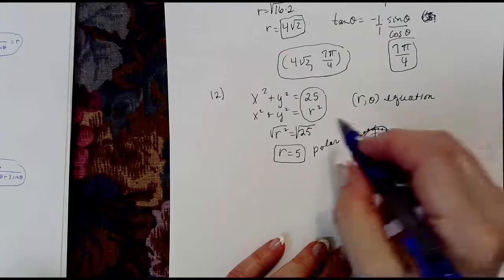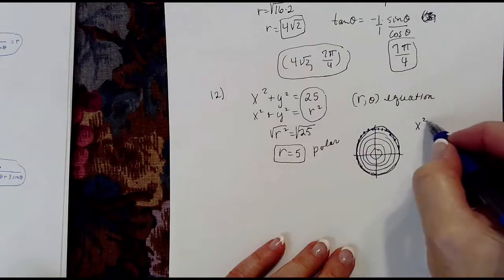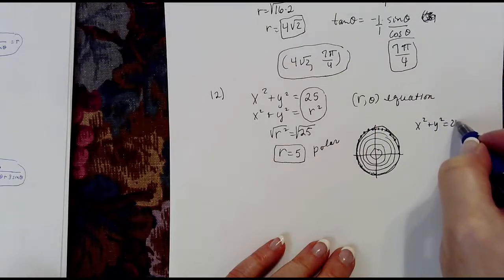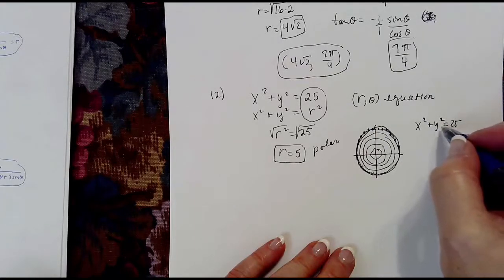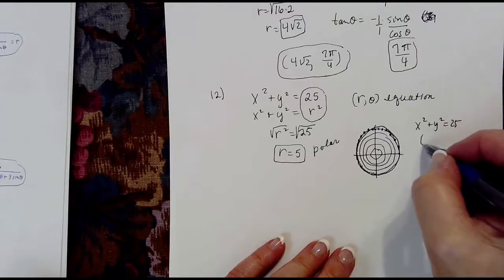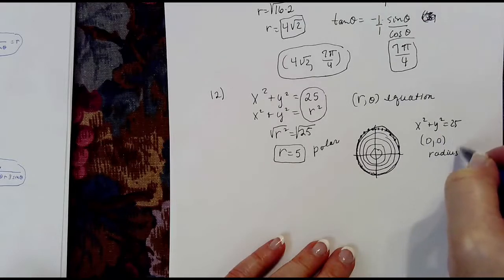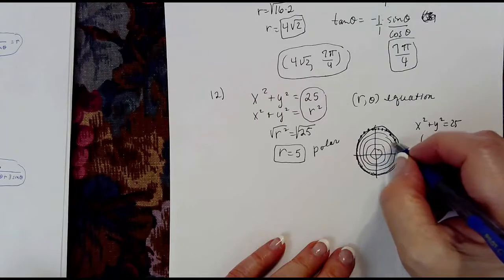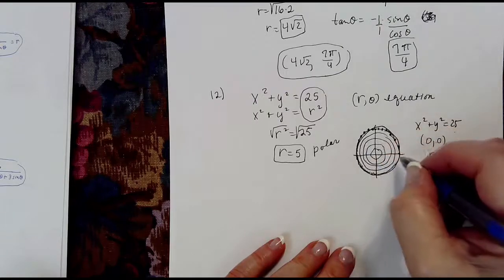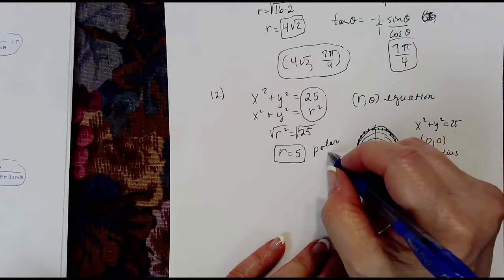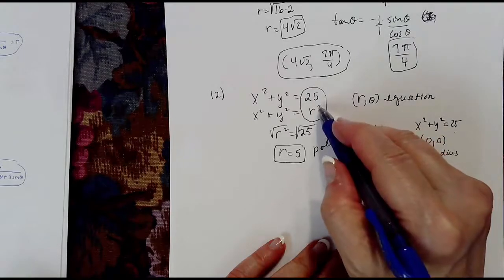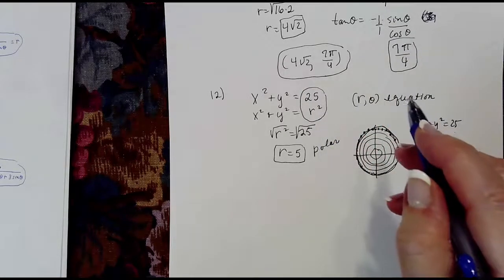Now it kind of makes sense because over here, x squared plus y squared equals 25 is also a circle. This would be the center at 0, 0, and the radius would be 5. So we would count out 1, 2, 3, 4, 5, and we would draw a circle. So polar, rectangular. Okay, for number 12.